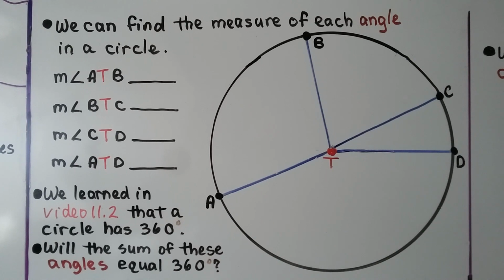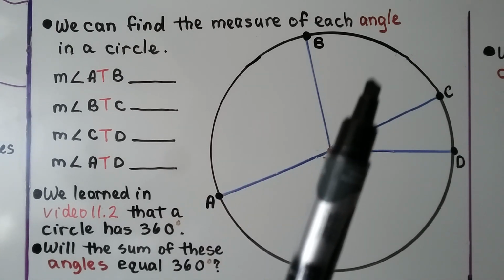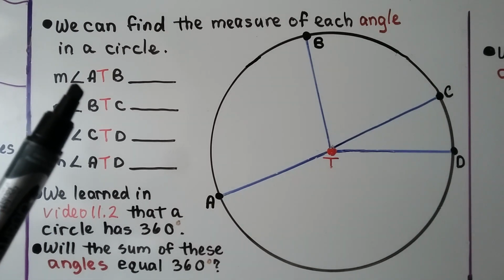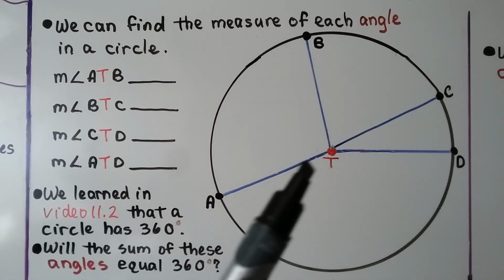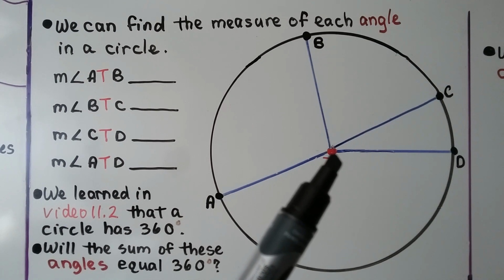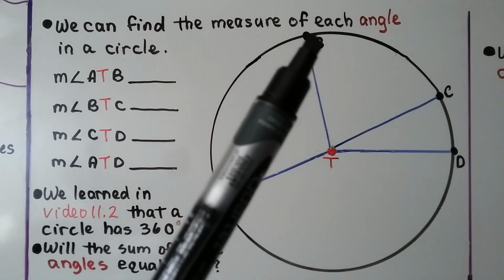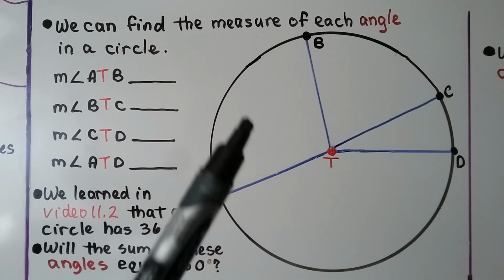Now look at this circle. We have many angles in this circle, don't we? We've got this angle and this one and this one, and we've got this one. And we can find the measure of each angle in a circle. The first one says the measure of angle ATB. So we know T is the vertex. That's the center point of the circle. We have ATB. So we're looking for this angle measure.